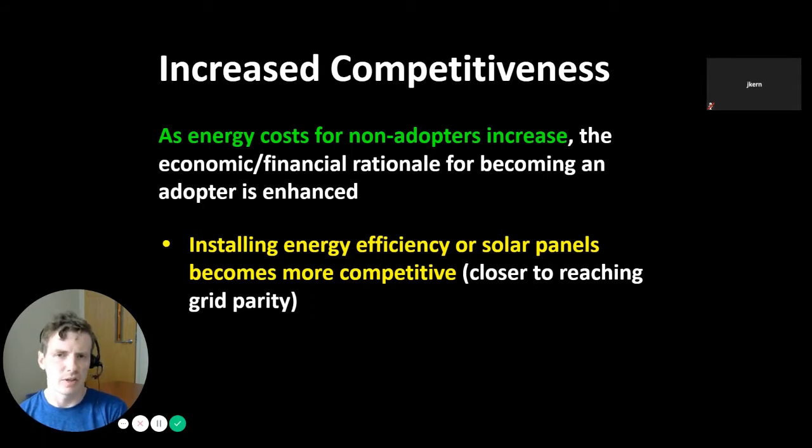So, what that also potentially leads to is increased competitiveness for the solar panels themselves. As energy costs for the non-adopters increase, that pool of customers then becomes more likely to go out and buy solar panels, right? Because if the price of electricity is continuing to go up, maybe because people are buying solar panels, while the cost of solar is decreasing, now you have another group of customers who might identify that putting solar panels on their roof is a way to save money. And so you have these two different factors happening at the same time.